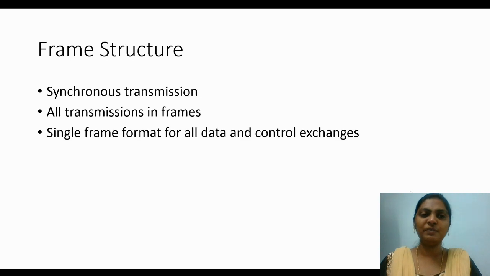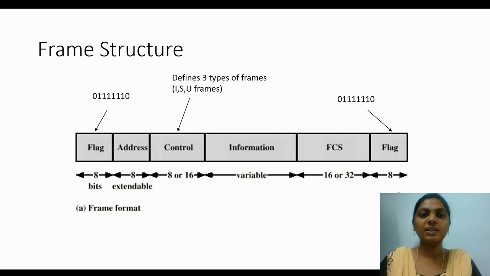Then coming to the frame structure, HDLC supports synchronous transmissions, and all the transmissions should be prepared. The frame should be prepared and sent. The data link layer's work is framing. It has to prepare the frame, encapsulate it, and send it to the transmission channel. This HDLC supports a single frame format for all the data as well as the control exchanges. We'll be learning about the frame structure in detail now. So this is the frame structure.